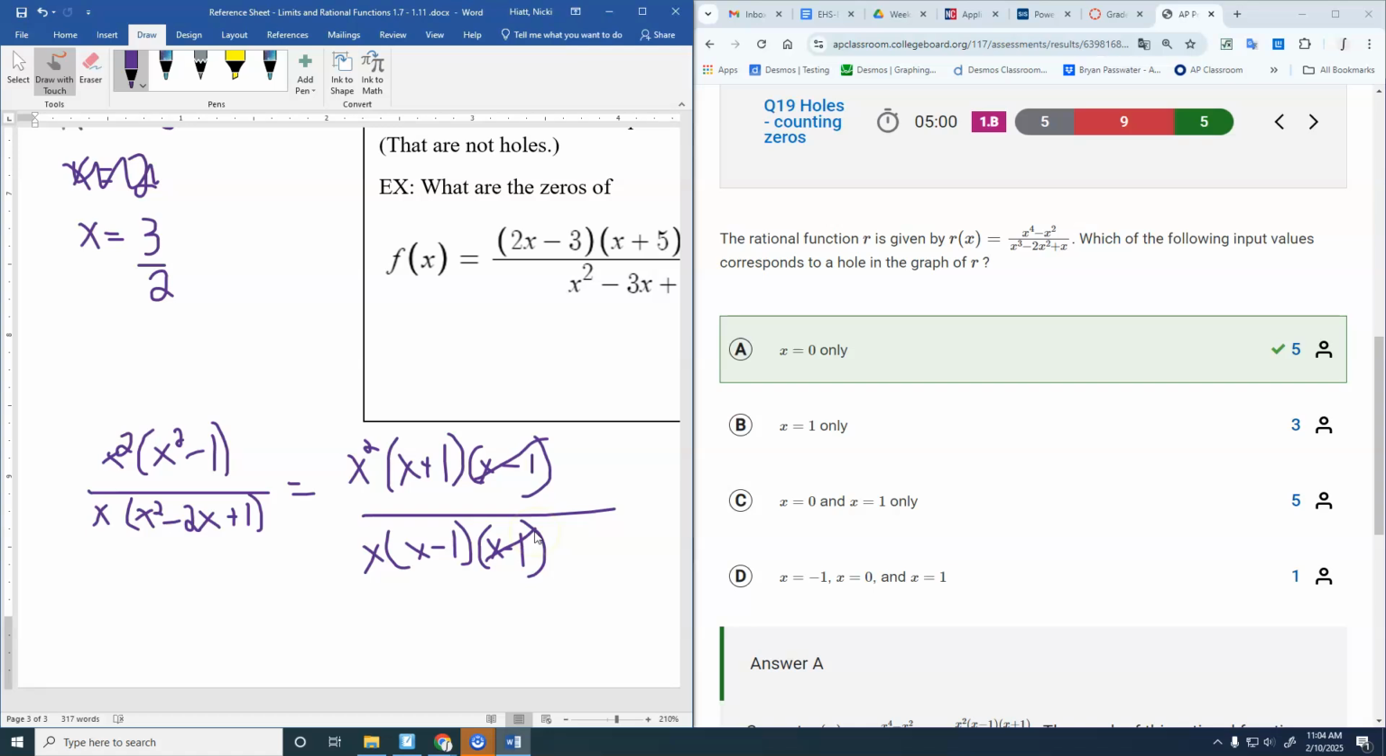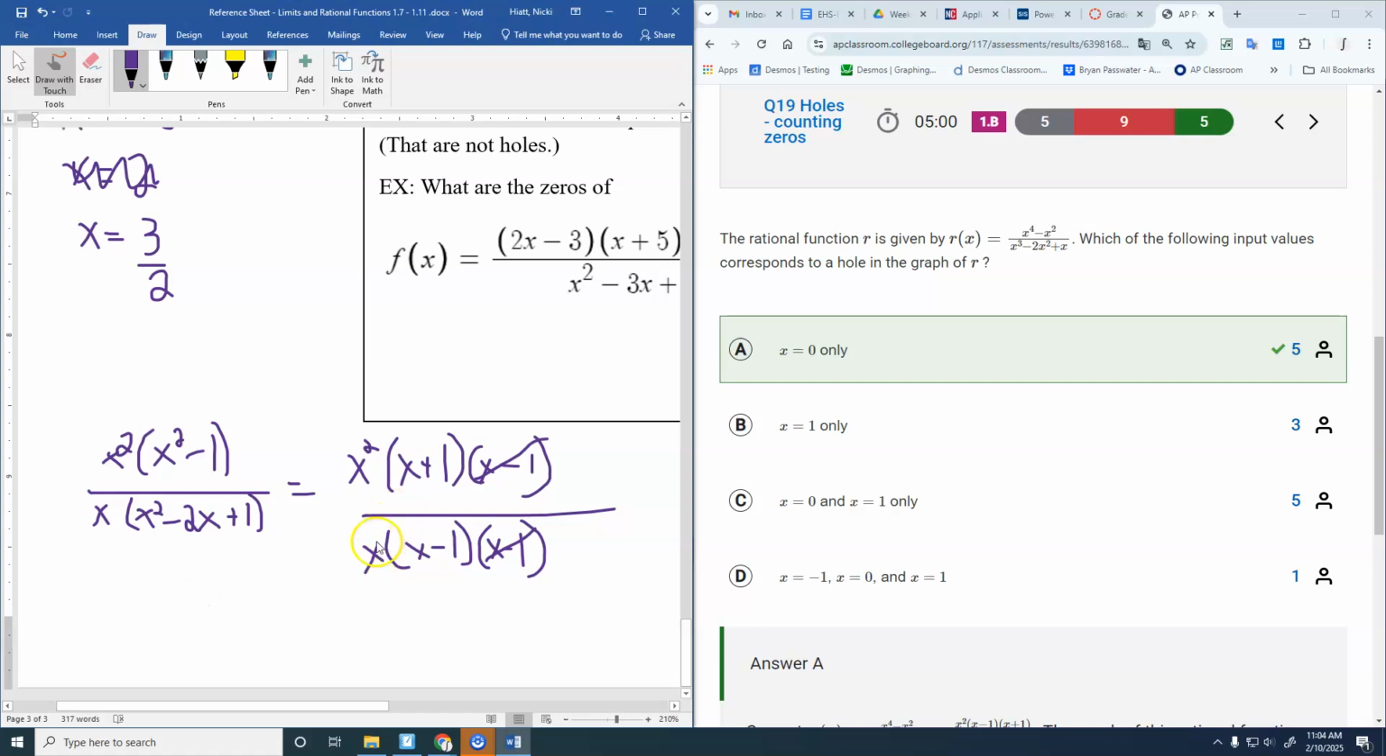Do you have a hole there? You do not. Why do you not have a hole at x equals 1? Because you still have a vertical asymptote there. That vertical asymptote is left. So you have a vertical asymptote at 1, not a hole. A lot of us picked 0 and 1. You cannot have a vertical asymptote and a hole at the same place. If you have a vertical asymptote, it overtakes the hole and you don't have a hole there anymore.